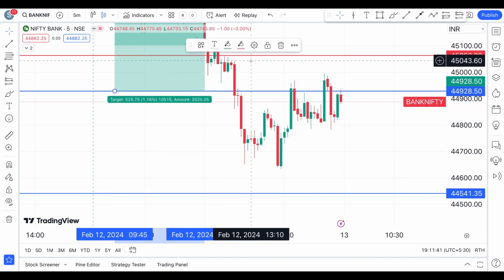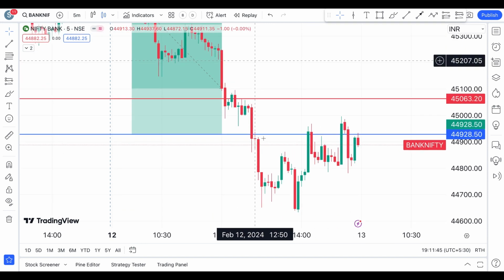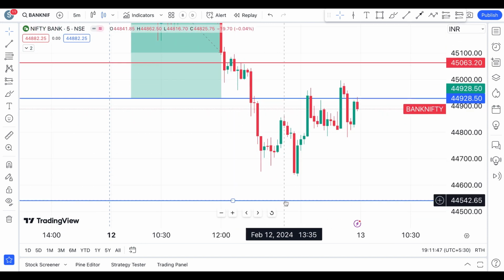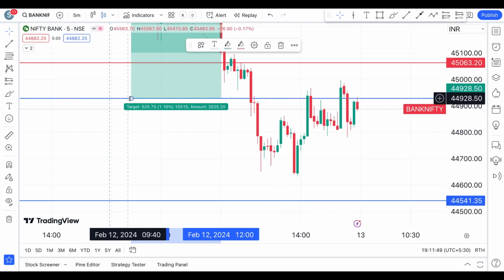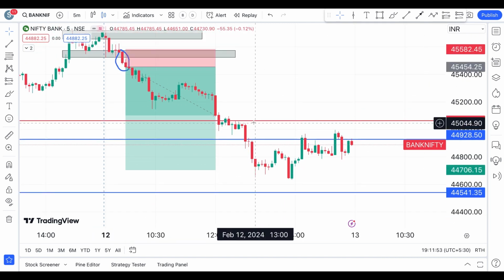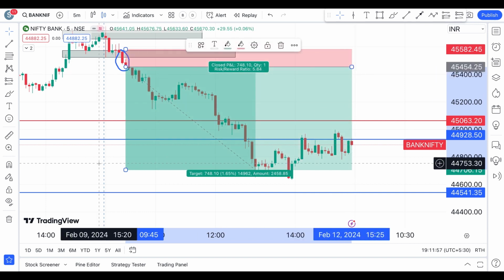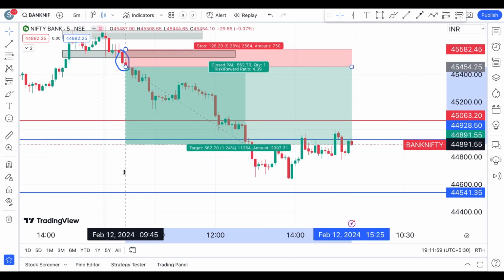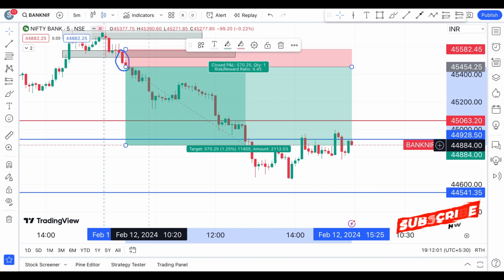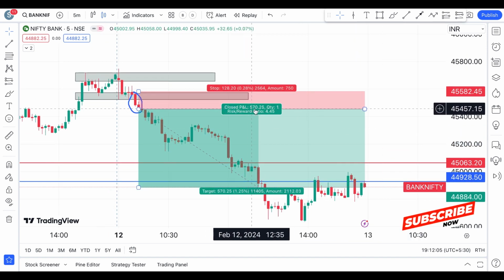Okay, and already the market has moved and has given us good momentum towards the downside. It could not reach this level. But if you were in your trade almost till the closing, then in this case you would have seen a good 570 points of momentum in the Bank Nifty.